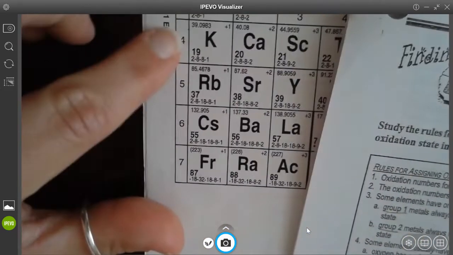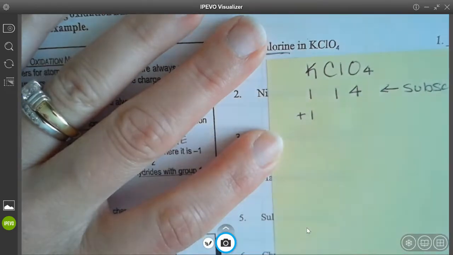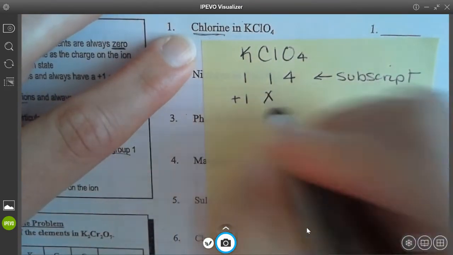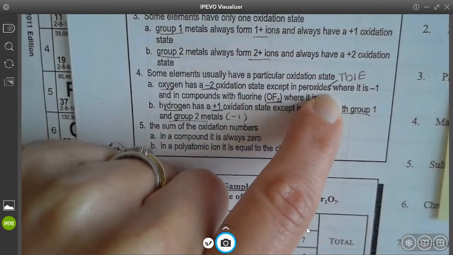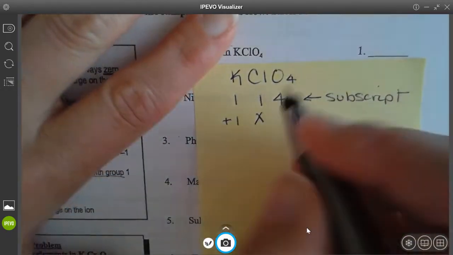Potassium, +1. It says that we're finding chlorine, so that's going to be my X. Oxygen, -2, except in a peroxide. This is not a peroxide. Or bonded with fluorine, not bonded with fluorine.